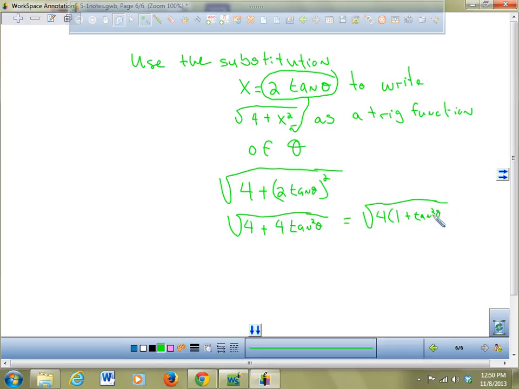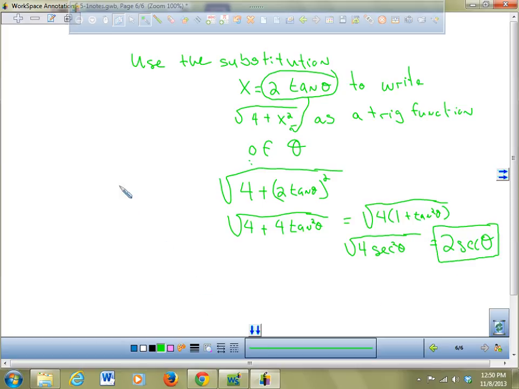Okay? And what's 1 plus tan squared of theta equal to? Look up here. What's 1 plus tan squared of theta? Secant squared of theta. So I have 4 times the secant squared of theta. What's the square root of 4? 2. What's the square root of secant squared? Secant theta. So 2 secant theta. Okay? And so this would be your final answer.